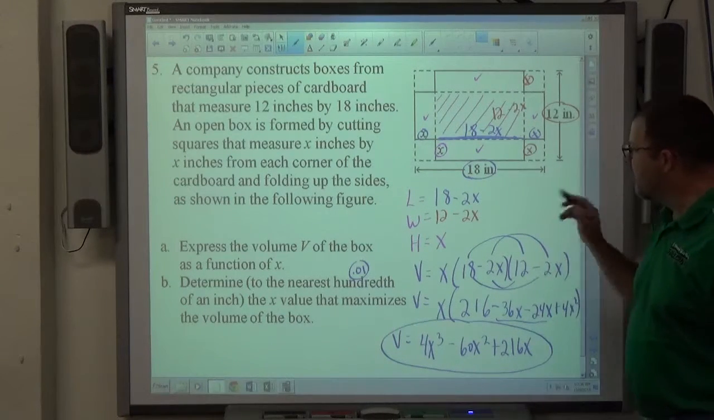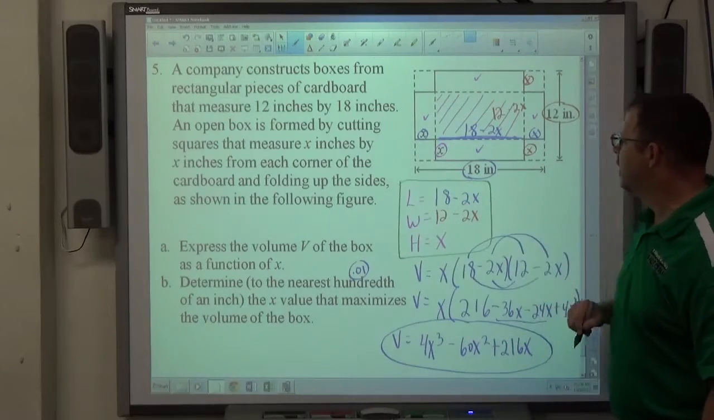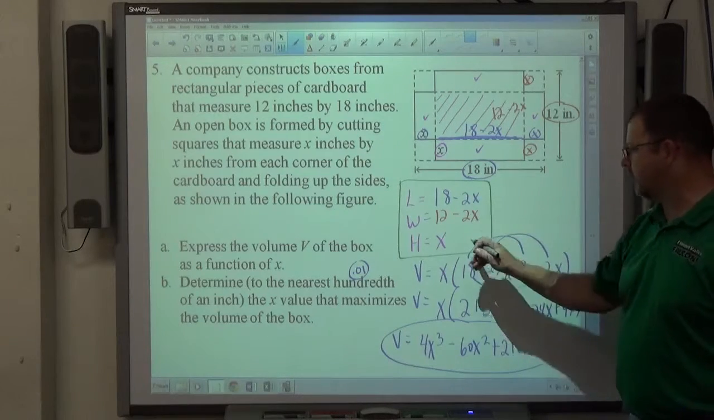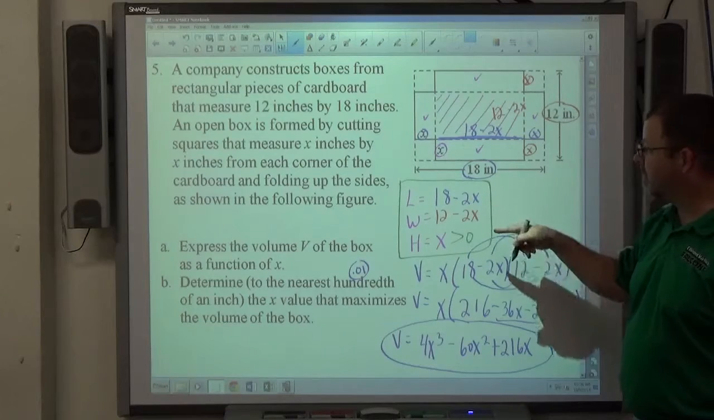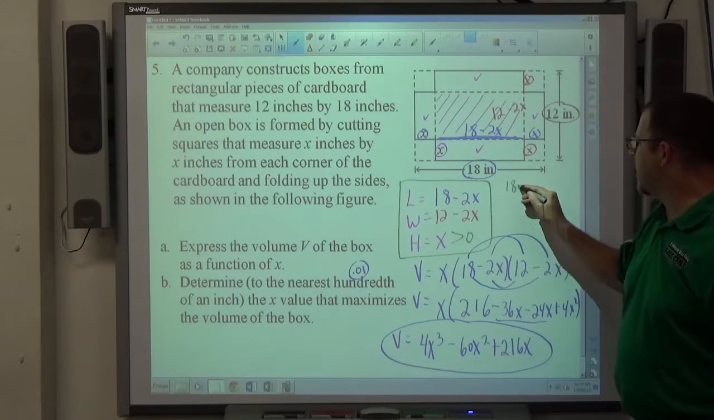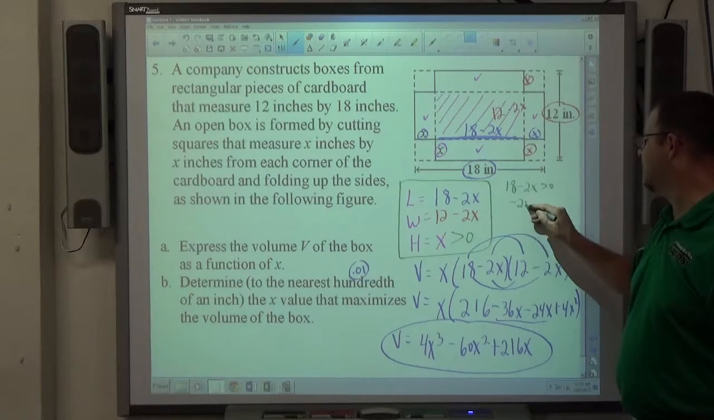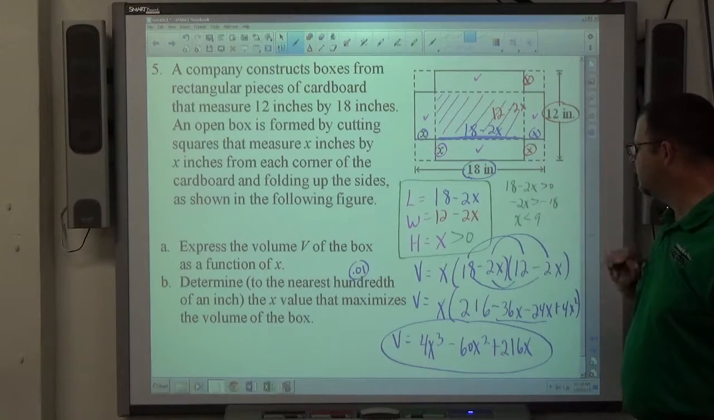So, in order to do this problem, I have to establish a domain. And what I want to do is make sure that length, width, and height are all positive. Height, x greater than 0, that's pretty obvious. The one that's more challenging is getting the other x. The x is less than a number. If I do 18 minus 2x is greater than 0, that means negative 2x is greater than negative 18, which means x is less than 9.